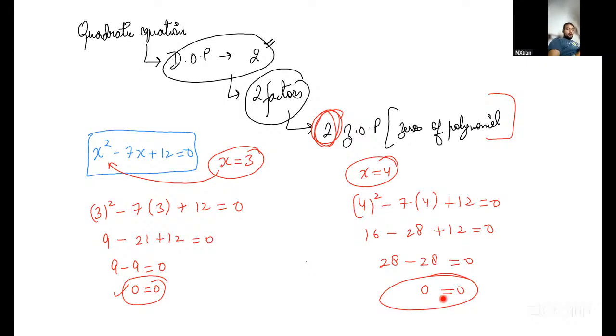Now, if you take any other number like minus 5, minus 7, minus 10, minus 100, minus 1000, or 2, 3, 5, 700, 200, 300, or infinity, any number you take, you will not get the answer as 0, because it's a quadratic equation, so it has only two values. For this equation, it's 3 and 4, but for another equation it can be different, but only two values will be there because it's a quadratic equation.